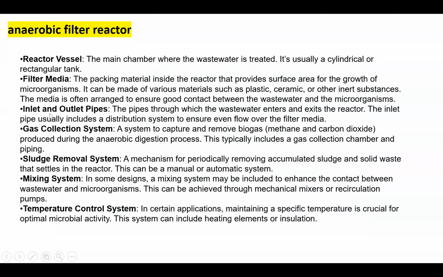Then you see the inlet and outlet pipes, for entering and going out, and gas collection, a system to capture and remove the biogas produced during the anaerobic digestion process. This typically includes a gas collection chamber and piping. So the piping is provided to take out the gas which is produced in the system. Also we need to remove the sludge. So a mechanism for periodically removing accumulated sludge and solid waste that settles in the reactor is also needed. This can be a manual or automated system.